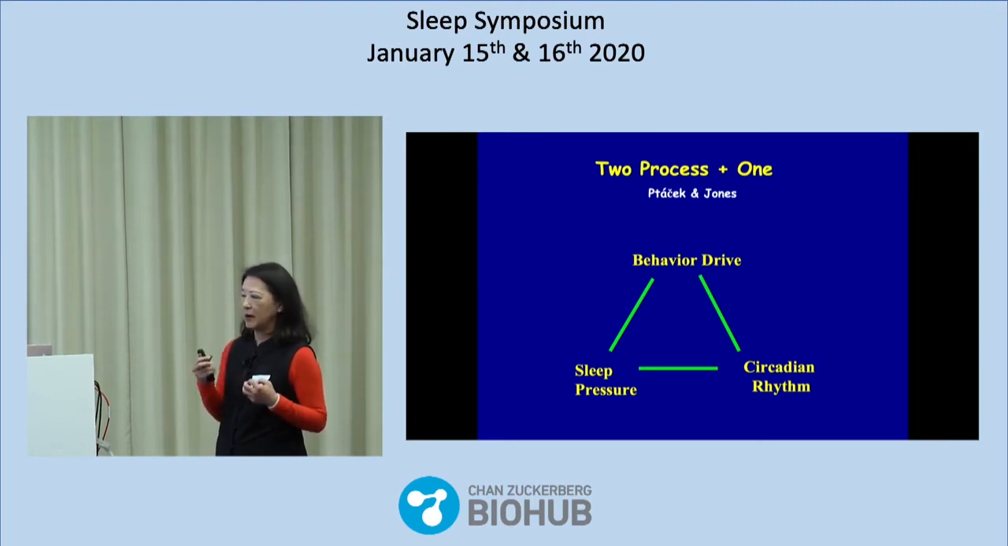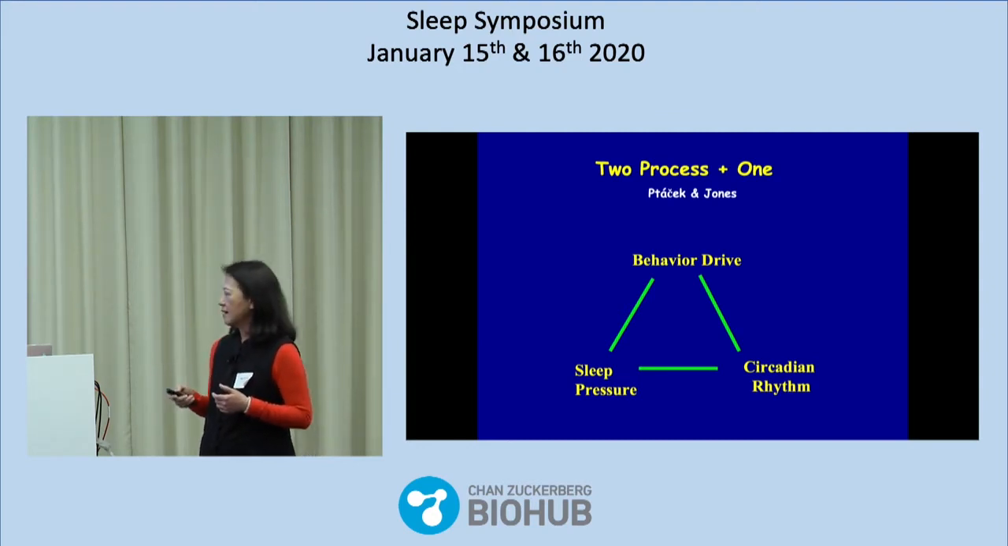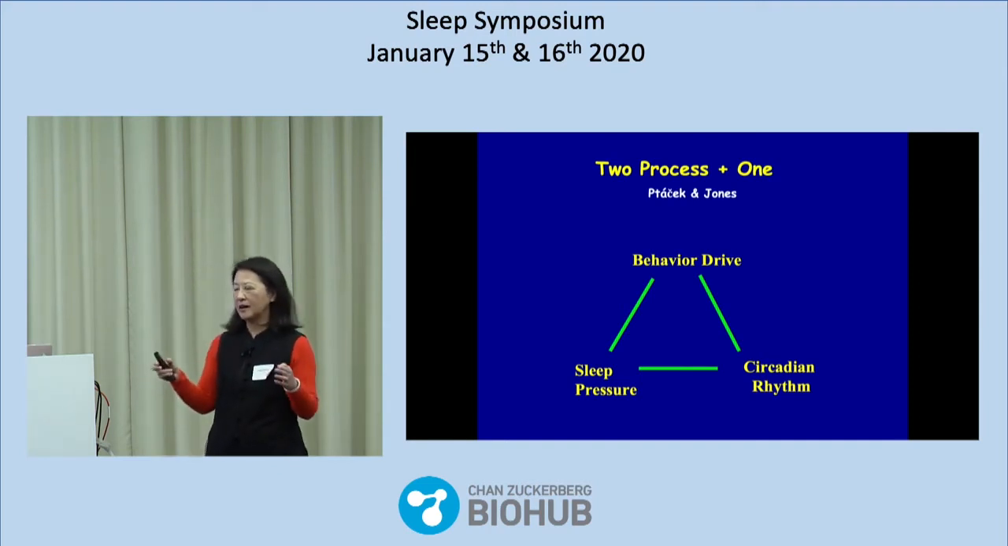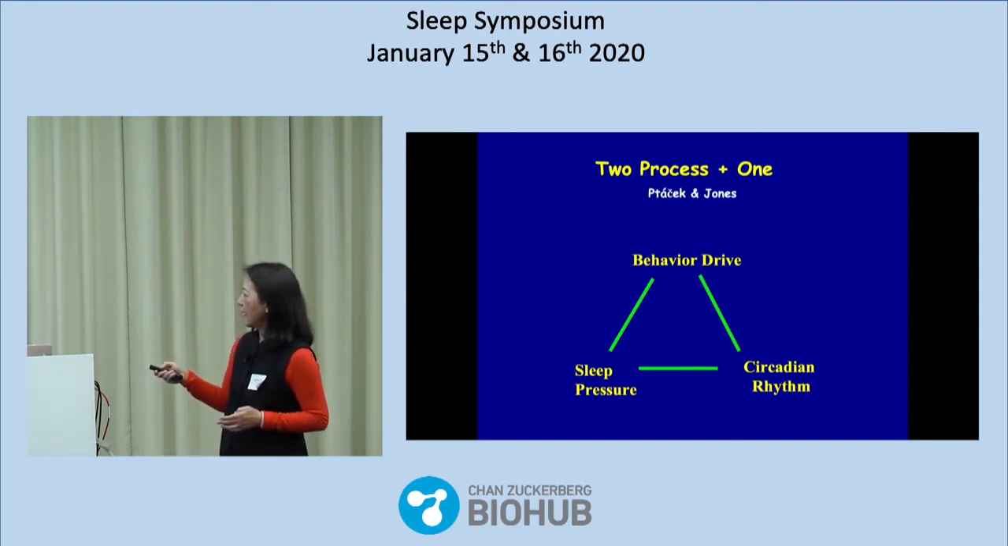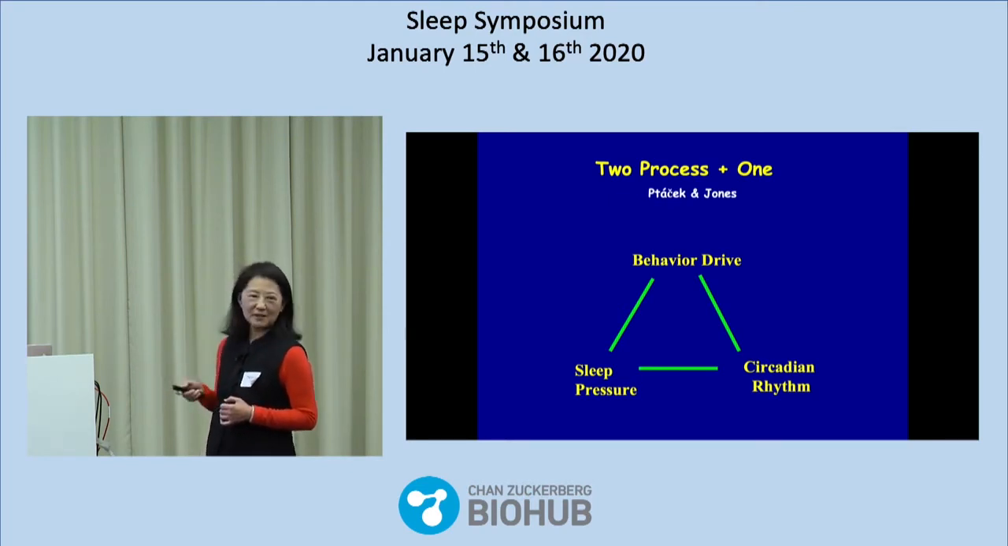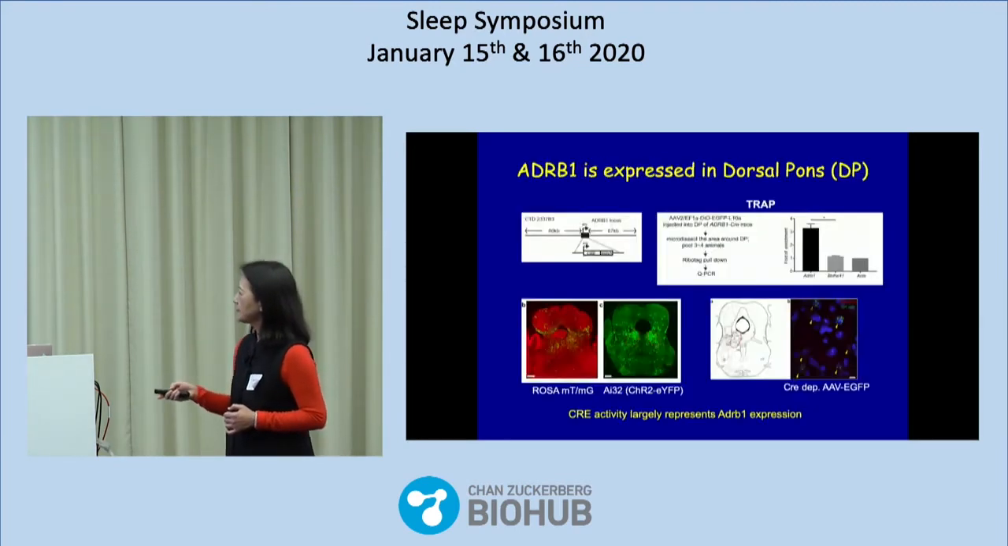And I think that our ADRB1 and MPSR1 mutations demonstrate this point very nicely. These people, even though they have higher sleep pressure than the rest of us, can still stay awake longer. It's probably because they have an activated behavior drive, and not because of their circadian rhythm. I think their circadian rhythm is normal, and their sleep pressure process is likely mostly normal. So they have this activated behavior drive. I call it two process plus one, at least three processes together regulating sleep.